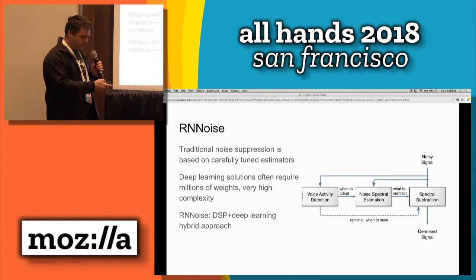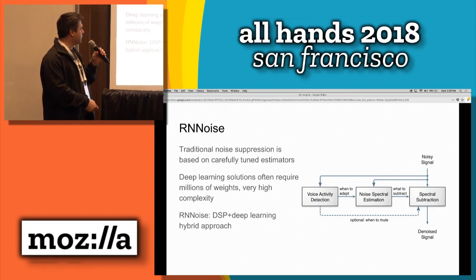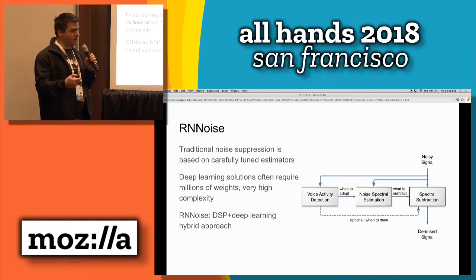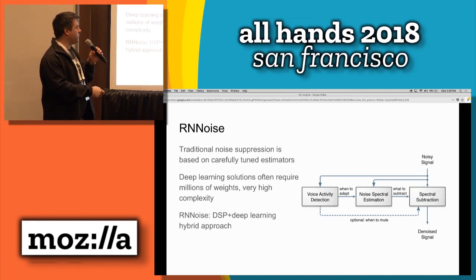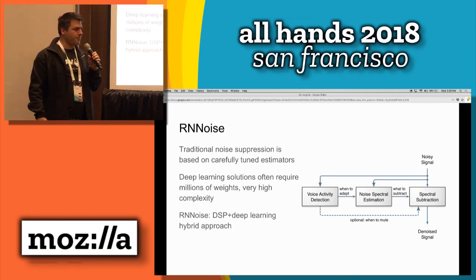So the way traditional noise suppression works: you've got a noisy signal coming in, and first thing you do is you apply some voice activity detection to figure out which part is noise, which part is speech. When you have noise, you know that you want to build your noise model. So you want to know exactly what kind of noise you have. And using that noise model, you know what to subtract from the signal. And with that, you get the clean speech. And those things have been around since the 70s.